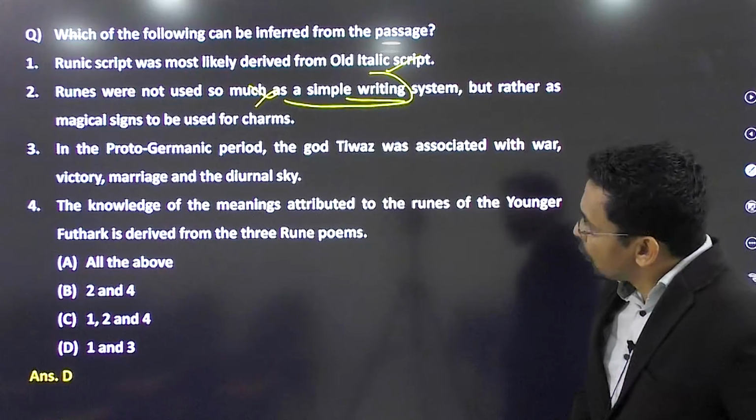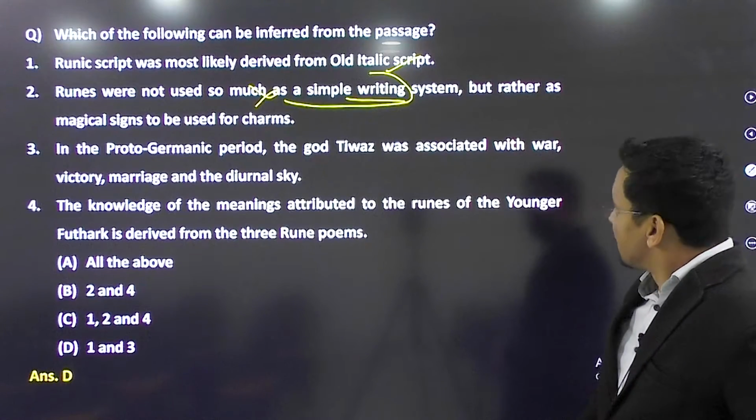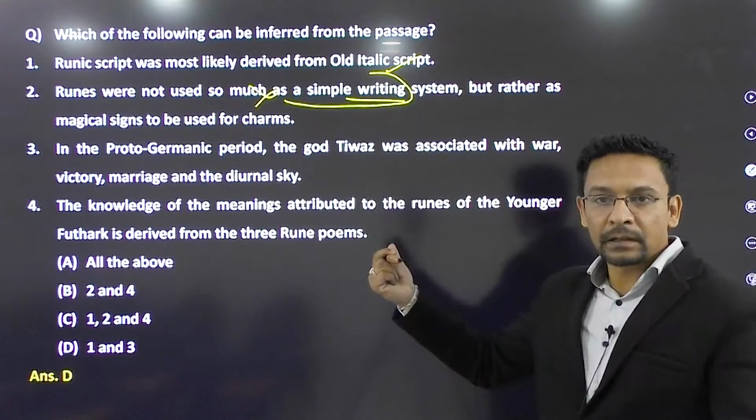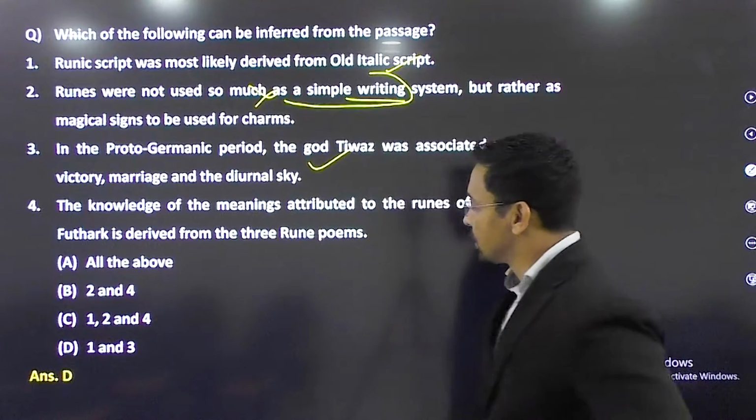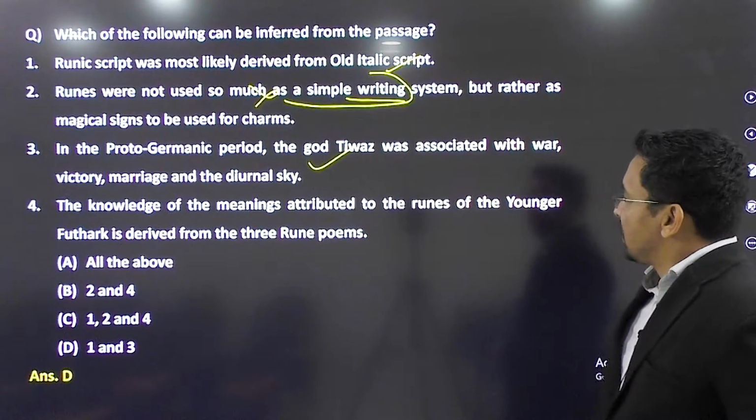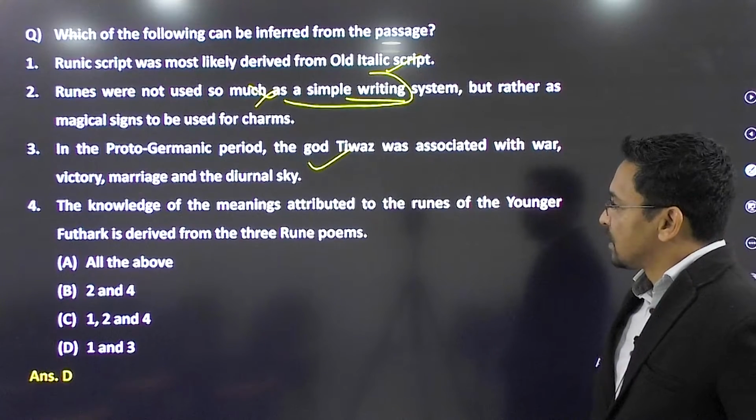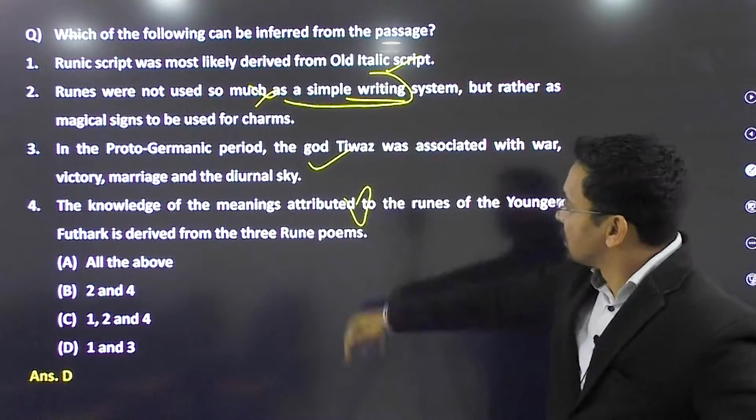In the Proto-Germanic period, the god Tiwaz was associated with war. Absolutely, directly stated. First and third are done. The knowledge of the meanings attributed to the runes of the Younger Futhark is derived from the 3 rune poems? Not at all.